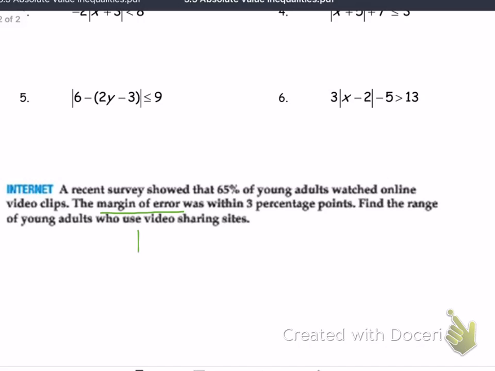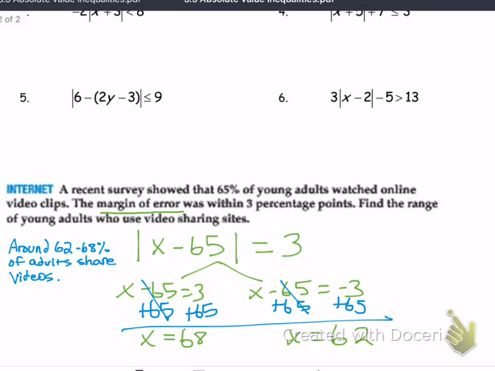So what that means is we have an absolute value of x minus 65 is equal to the 3 percentage points, since that's our margin of error. And then you solve it. And there's our solution. Go ahead and re-watch this video if you need to.